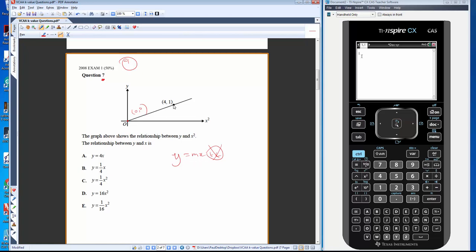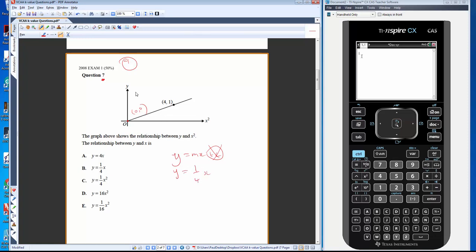Now what we can do is note that as the x values increase by 4, the y values increase by 1. So that's a change of 1 for the y values over a change in x of 4. Those of you who know rise over run, or whatever, just go change in y values over change in x values, which is 1 over 4. So y equals 1 on 4 x.